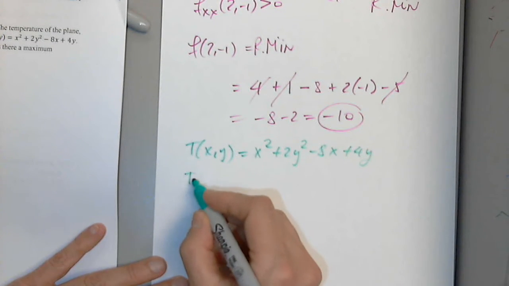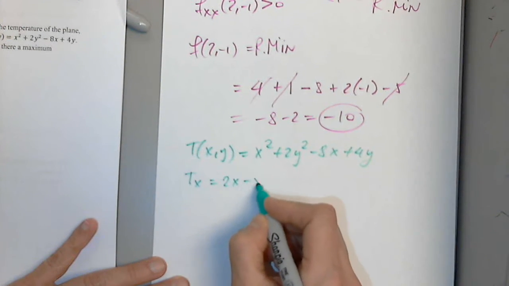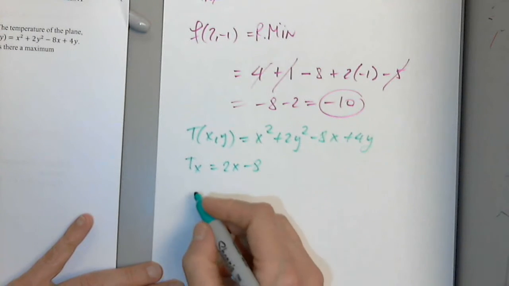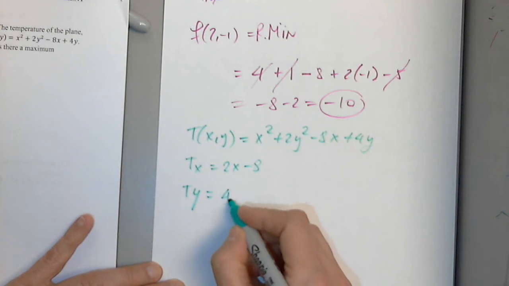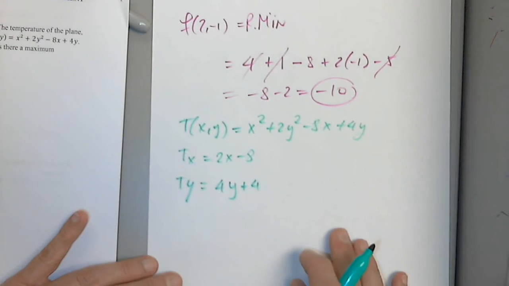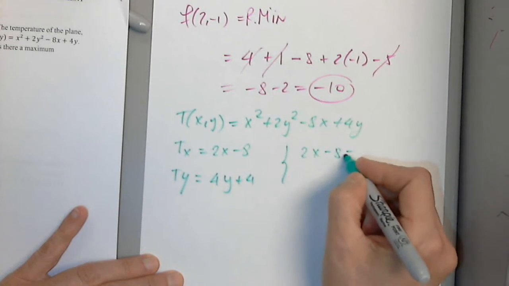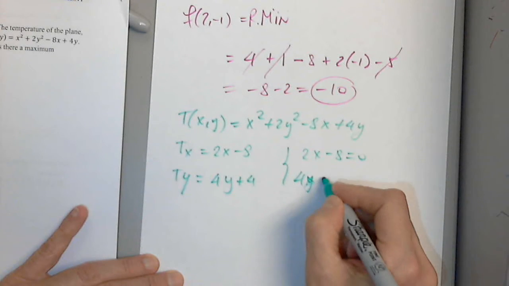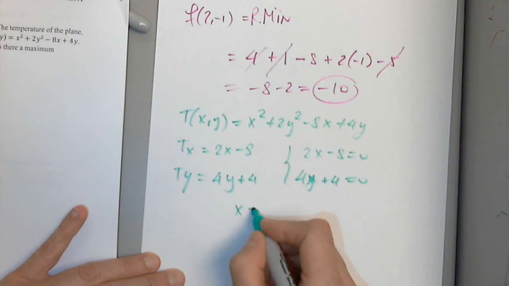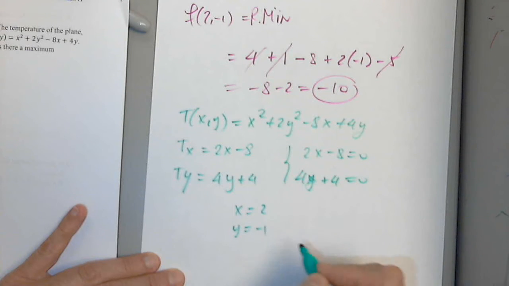I will find tx, which is 2x minus 8. I will find ty, which is 4y plus 4. And when I set these equal to 0, I will get x equals 2 and y equals -1.